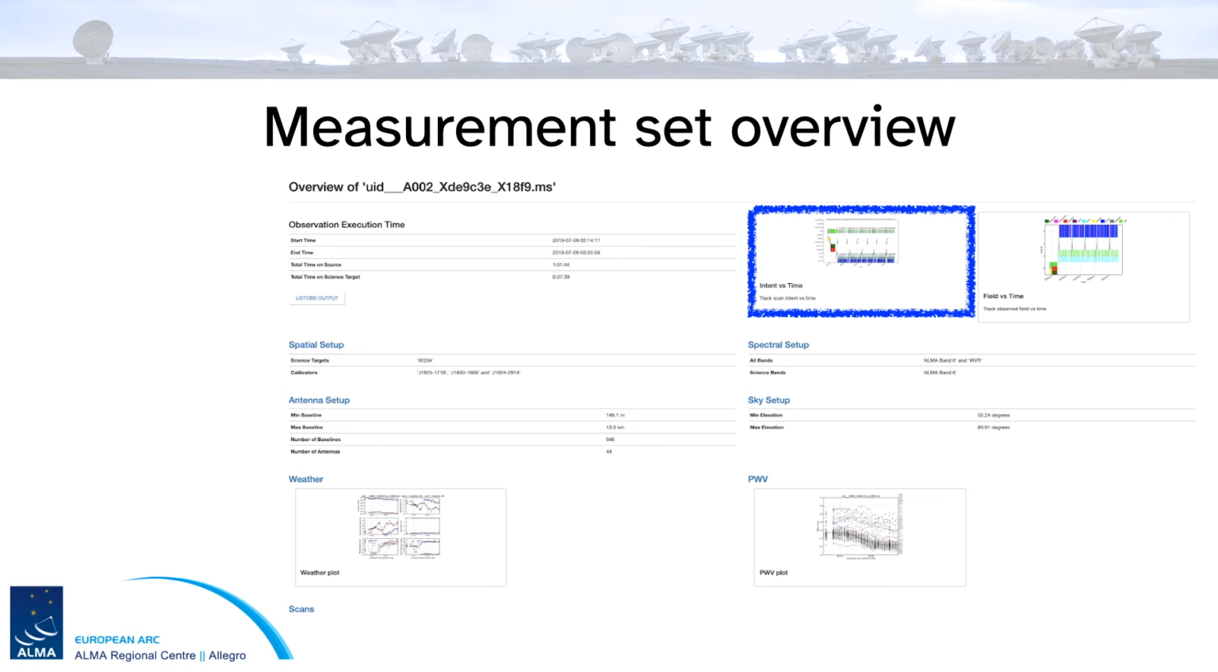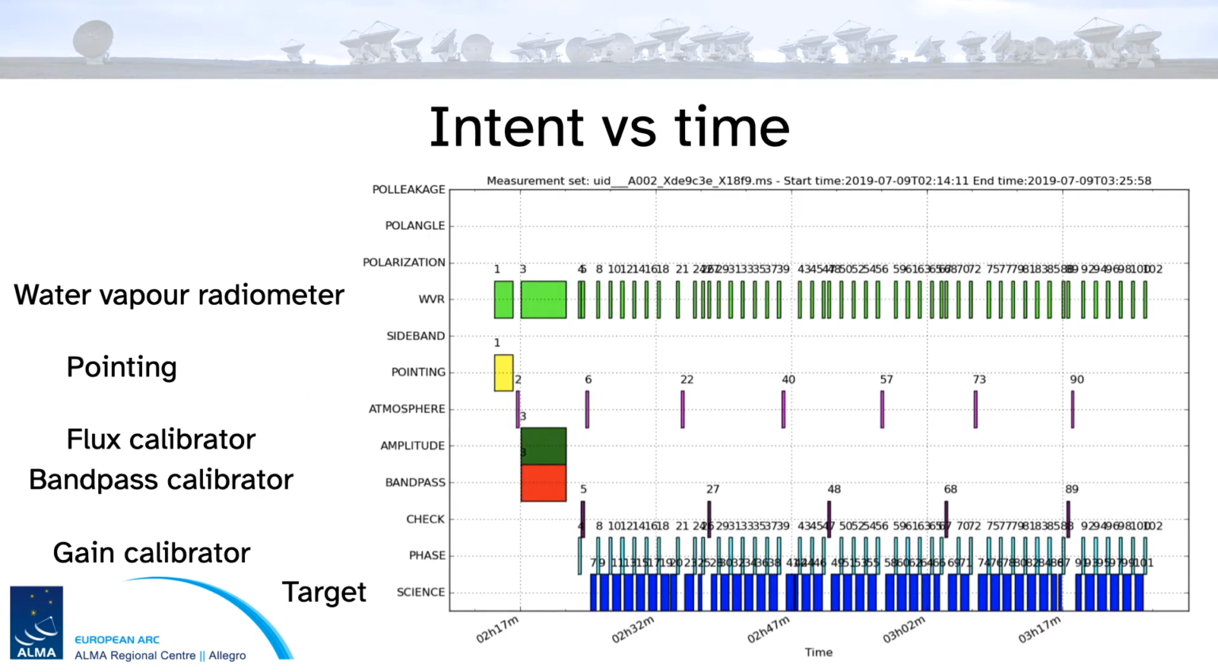In the upper right corner, one finds the intent versus time plot. This plot shows when the different calibrators and the target were observed, as well as when pointing observations were performed and the water vapor was measured. In this example, the Flux and Bandpass calibrators were the same source, observed at the beginning of the observations. The gain calibrator and the target were observed alternately, as shown at the bottom of this plot.